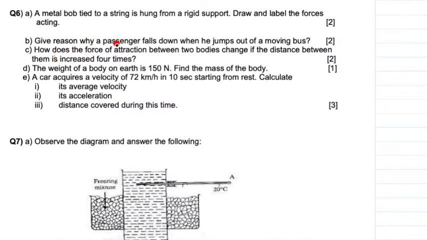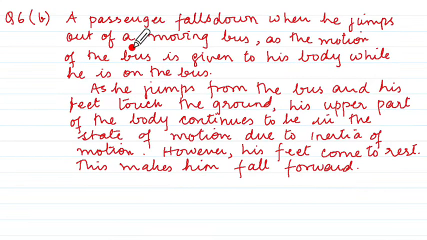6b. Give reason why a passenger falls down when he jumps out of a moving bus. Let's write the answer. The passenger falls down when he jumps out of a moving bus, as the motion of the bus is given to his whole body while he is on the bus.